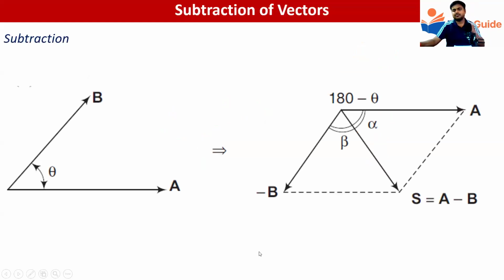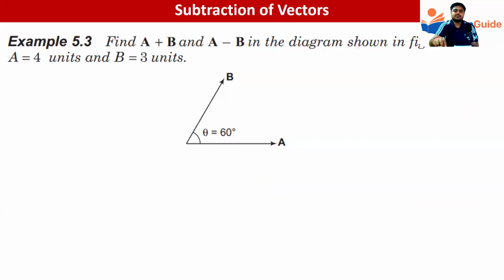Subtraction. So in subtraction, what we have to do? Like a minus b is there. So that is equal to a plus minus b. So what we have done is we have just reversed b. So we have done the negative of b, which is here. And then we find out a minus b, which comes out to be this. Solve this.